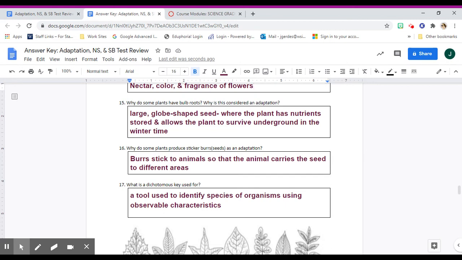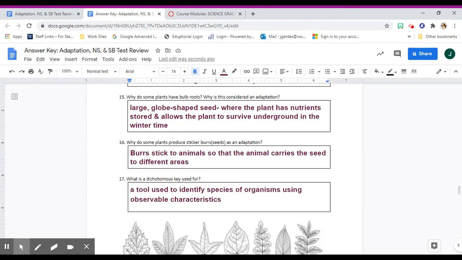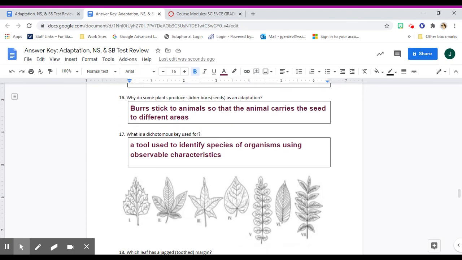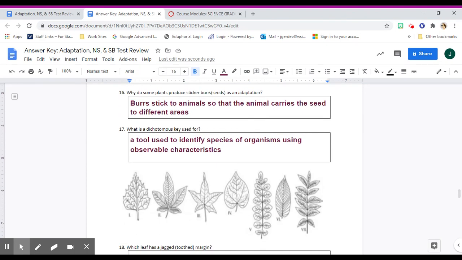Now, number 16 is talking about a different adaptation. Why do some plants produce stickers or burr seeds as an adaptation? Remember, the burrs are meant to stick to animals so that the animal carries the seed to different areas, different locations. Okay, number 17. What is a dichotomous key used for? Again, this was from your vocab list, a tool used to identify species of organisms using observable characteristics.